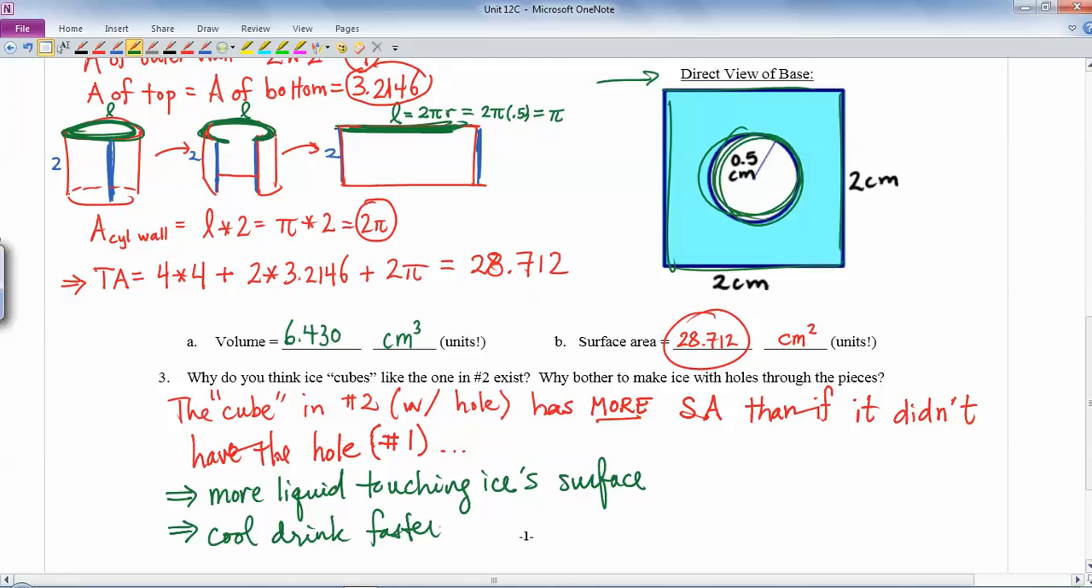So not only does it cool the drink faster, but it uses less water. So you actually would be saving money, depending on how much water costs. But that is a save. If you save in volume, you save in money.